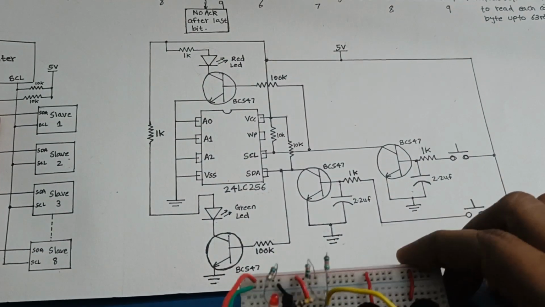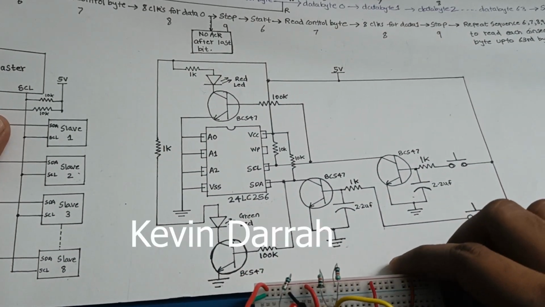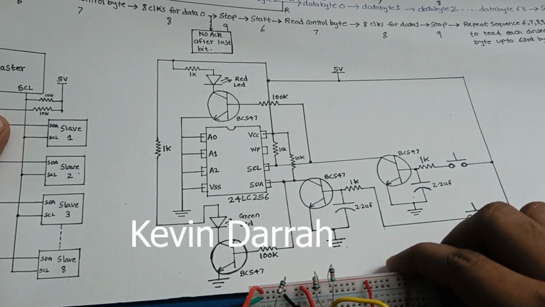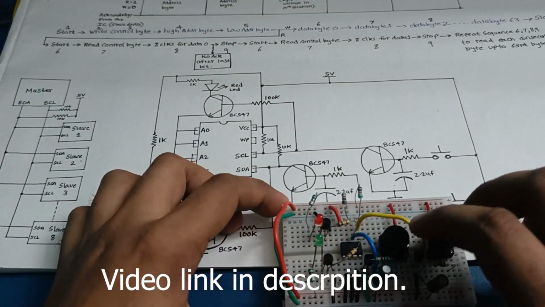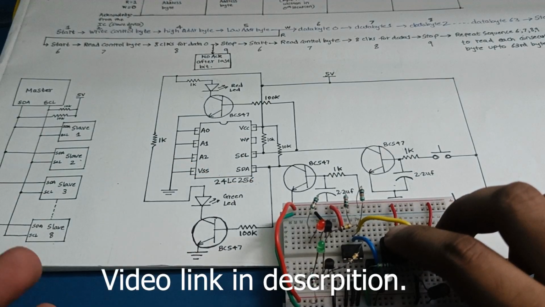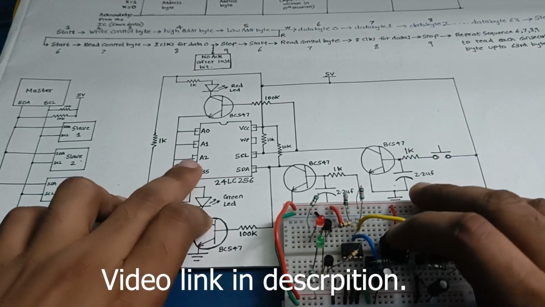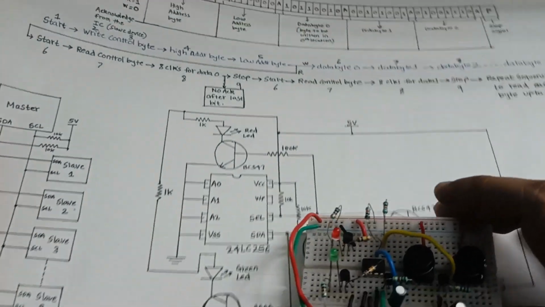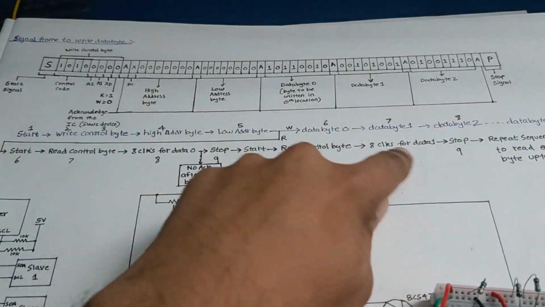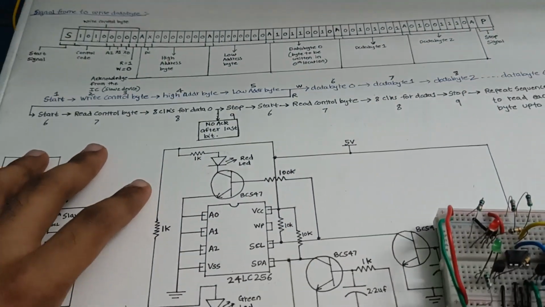I'm not the first one who's doing this. It was actually done by a YouTuber called Kevin Darrah 11 years ago. I'm inspired by his video. He beautifully explained how to random write and random read in this IC. But further, I researched and figured out how to do sequential read and sequential write.